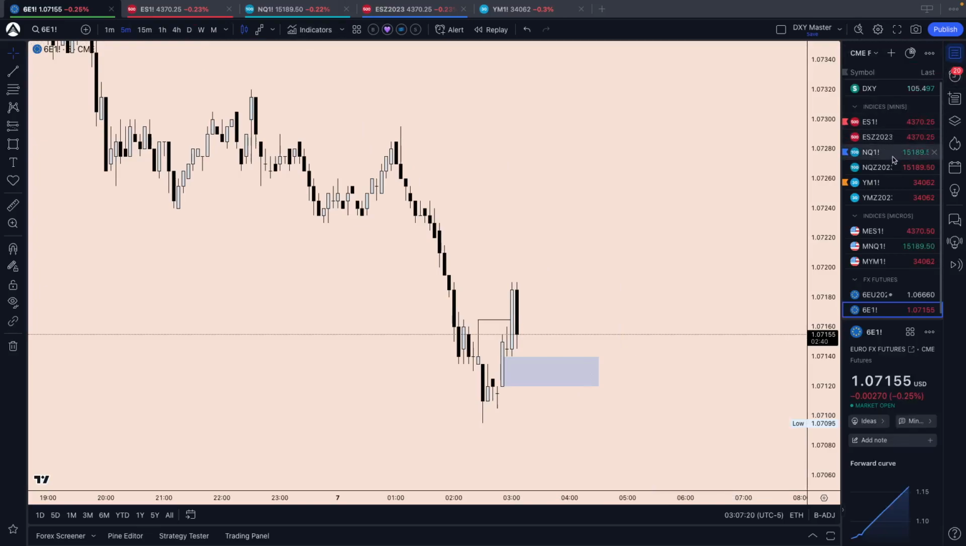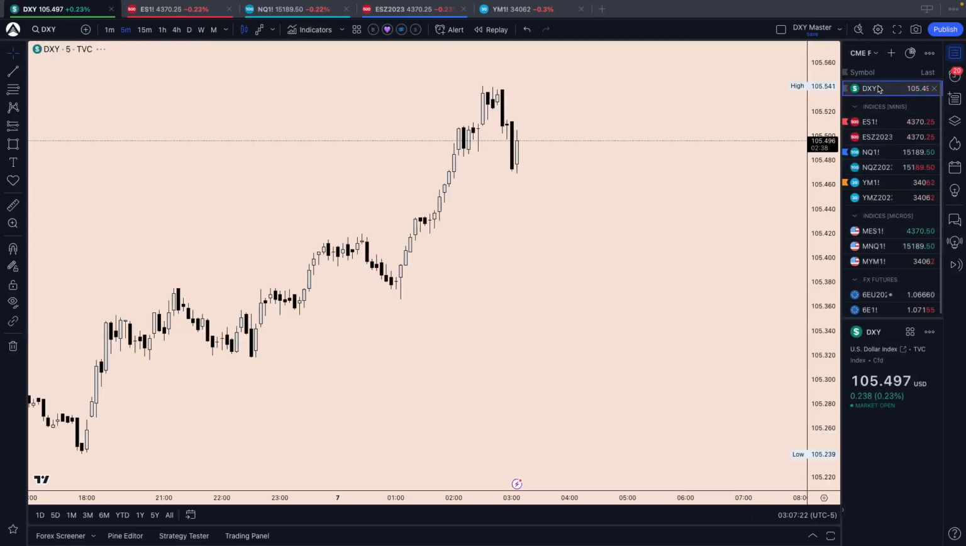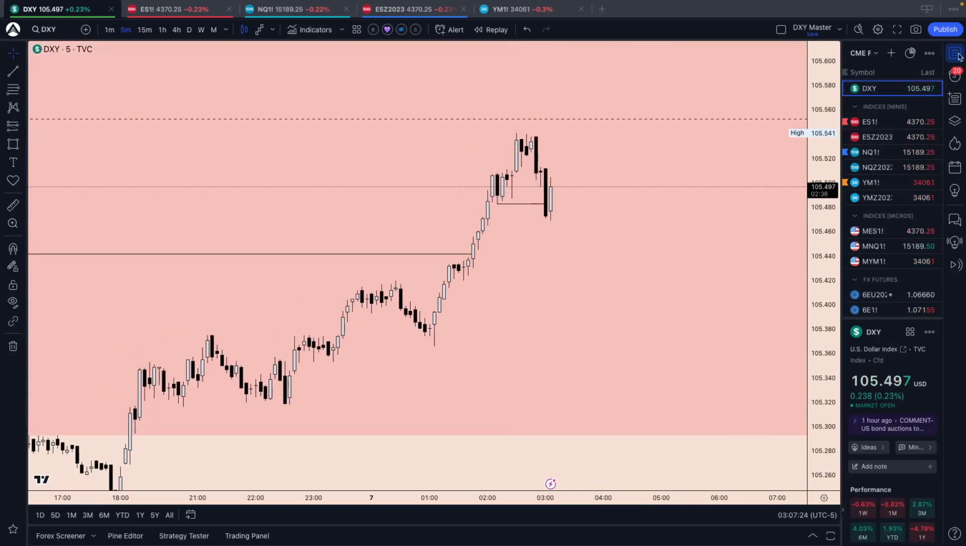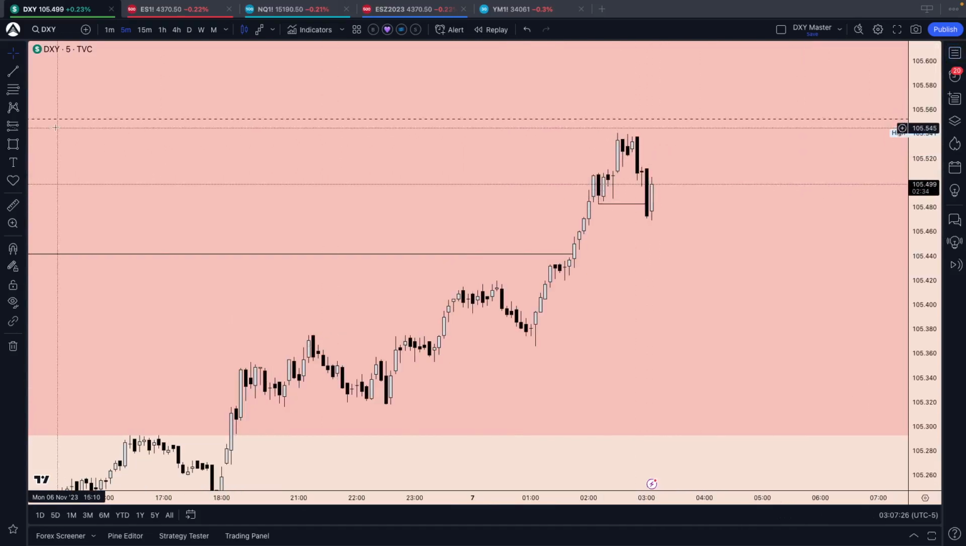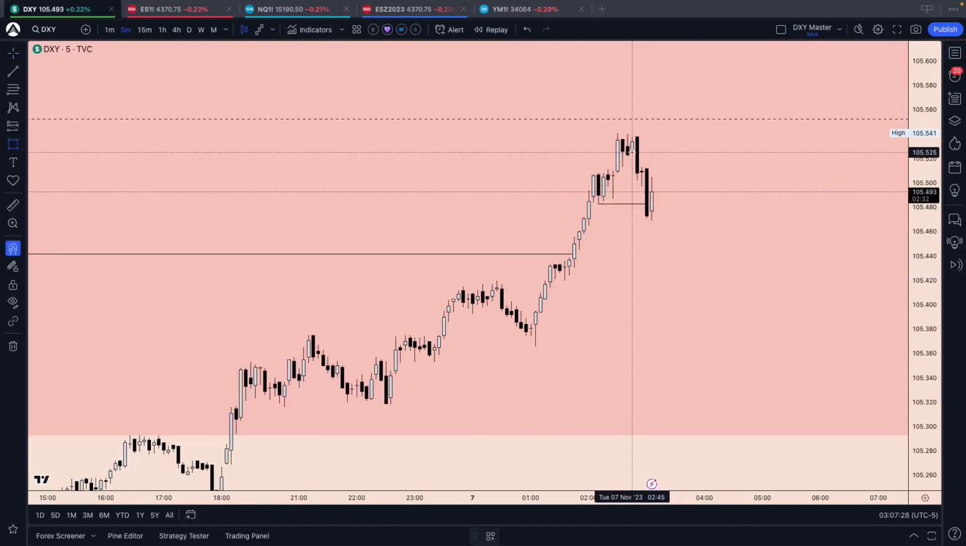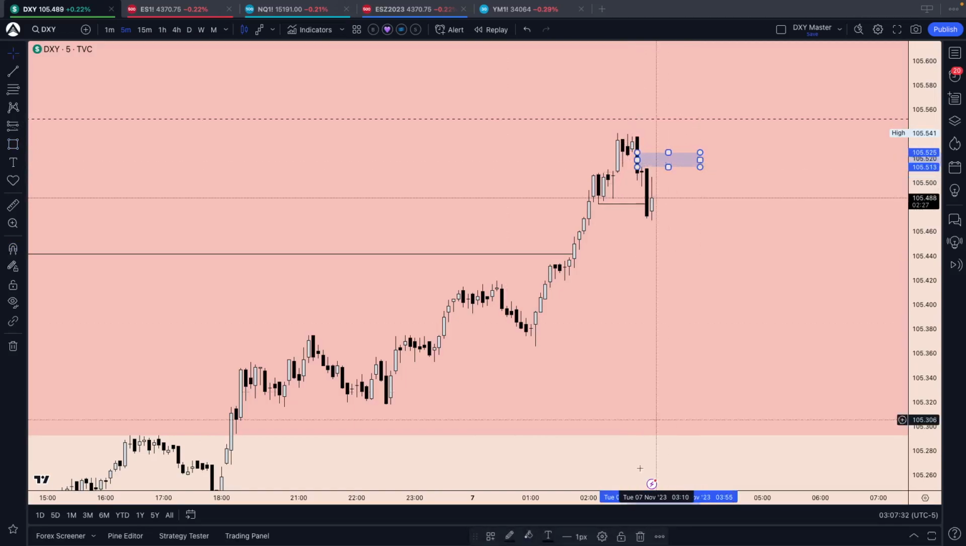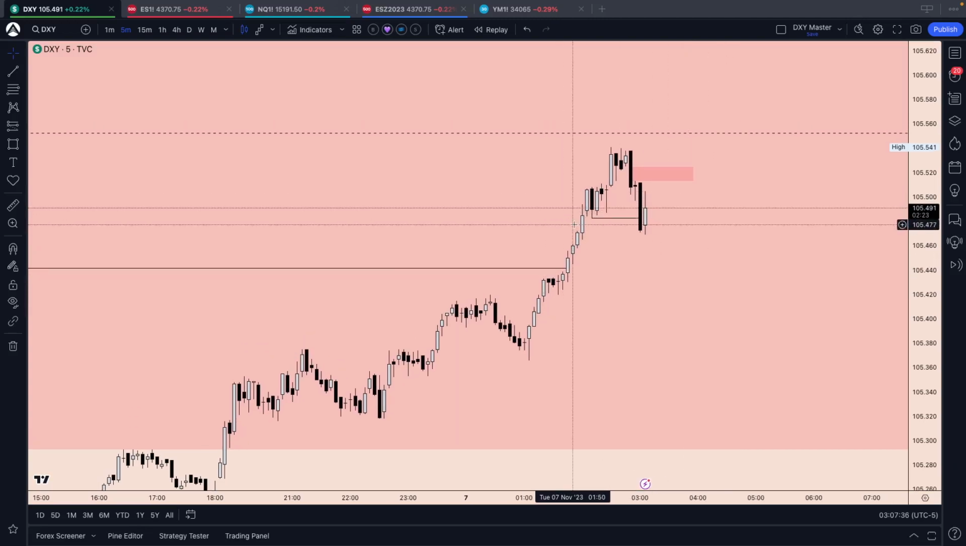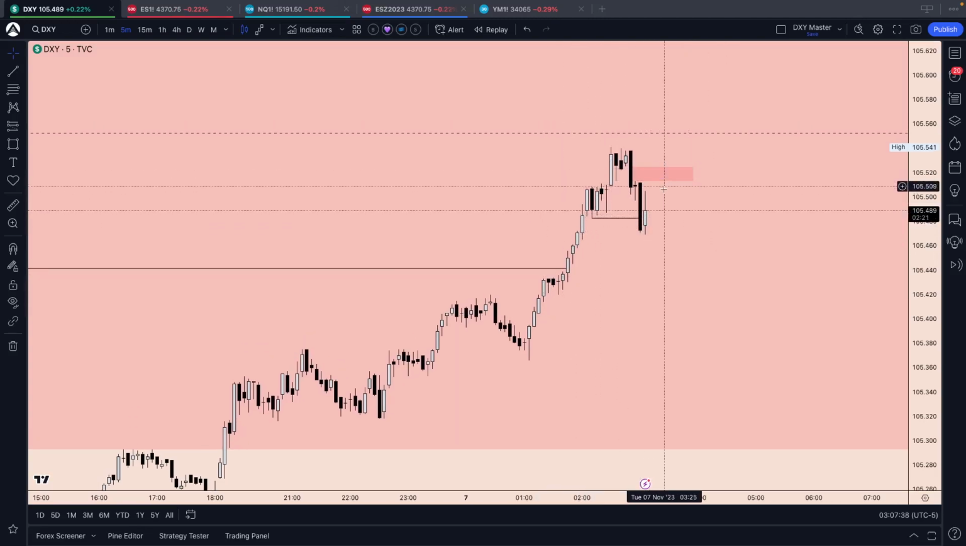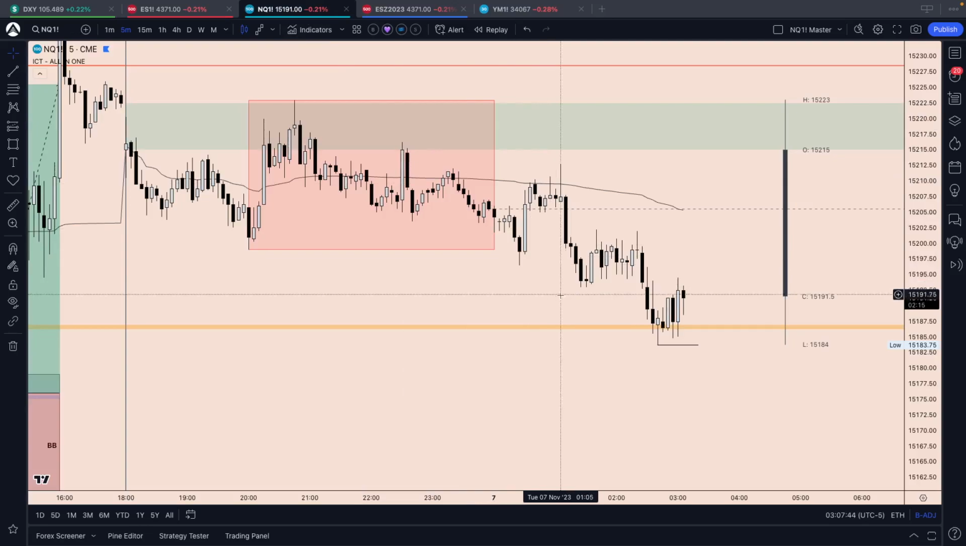Go back to our DXY chart. DXY shifted structure now and is pushing back up. We have that same fair value gap that we just spoke about on the DXY, but a bearish fair value gap here on the DXY, of course. Price went up into that for the continuation lower. That would help us for higher prices on the indices as well.